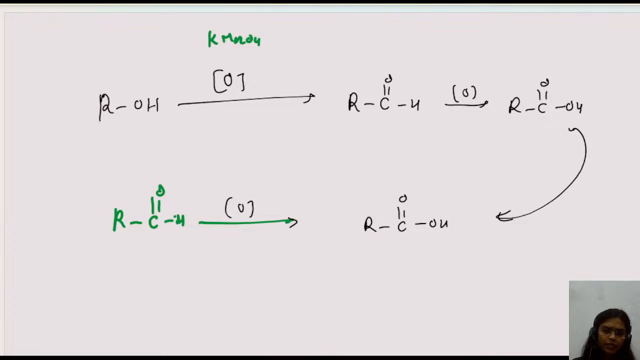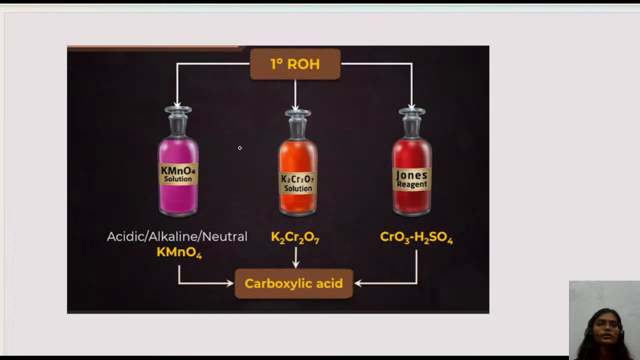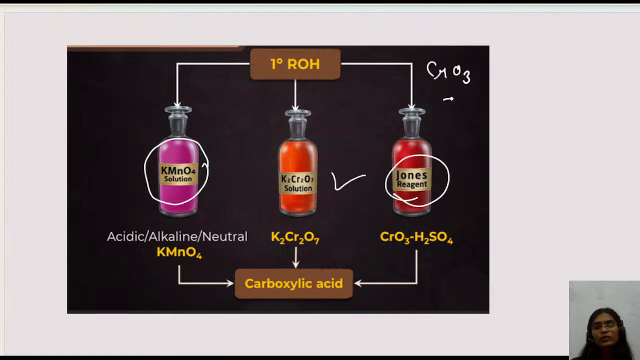So let's take a quick recap, as we already covered the main part of how to proceed. Observe this point here. If you have a primary alcohol and you use KMnO4 solution, it can be acidic, alkaline, or neutral, meaning every kind of KMnO4 works. With KMnO4, it is impossible to stop the reaction at the aldehyde. Then if you use K2Cr2O7, again you get the carboxylic acid, and likewise with the Jones reagent. So what is the Jones reagent? That is CrO3 plus H2SO4.